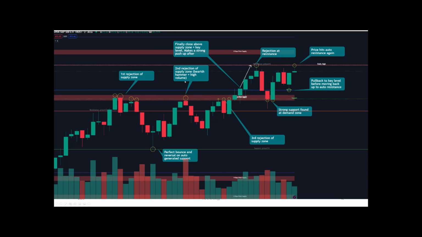We get an inverted hammer rejection of the supply zone on increased volume. That's a big sell sign. Then we have consecutive sell candles, 3 in a row after that. Again, we try to break out of here. We can't. We consolidate around here. But once we finally break out of this supply zone and close above this key level on rising green buy volume here, you can see we make a push to this resistance, where we then pull back, find support on this demand zone, and then make a push to that same resistance again. But before that, we find support on this key level.